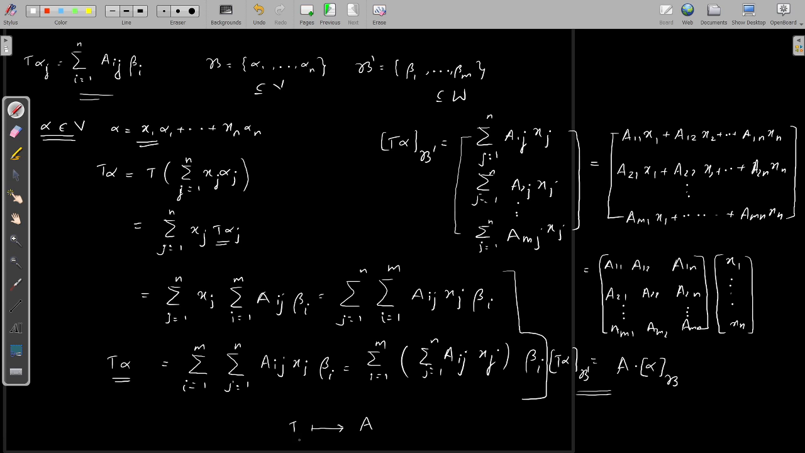Then what is the relation between T and A? For any alpha, the coordinates of T alpha relative to the basis B prime can be obtained by multiplying A with the coordinates of alpha relative to B. So this is the relation between the matrix and the linear transformation, the matrix representation of the linear transformation.